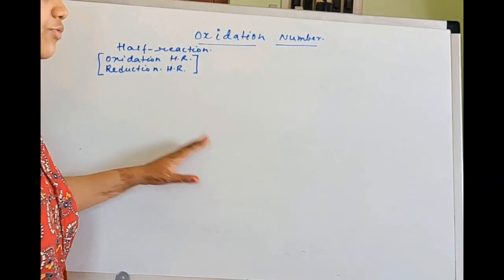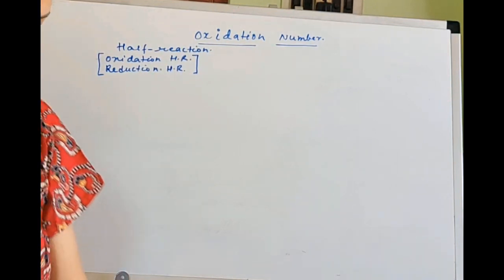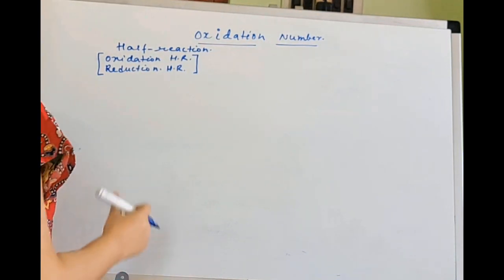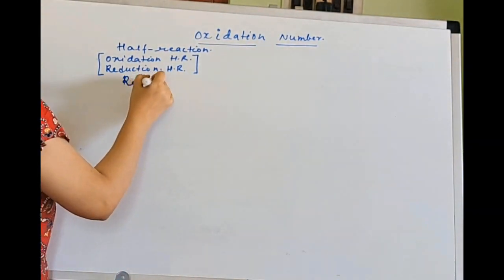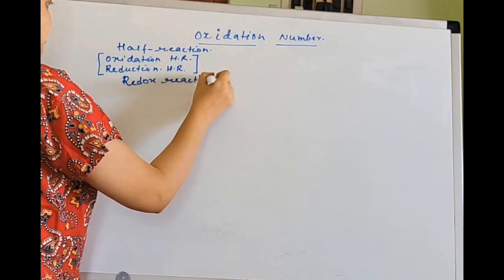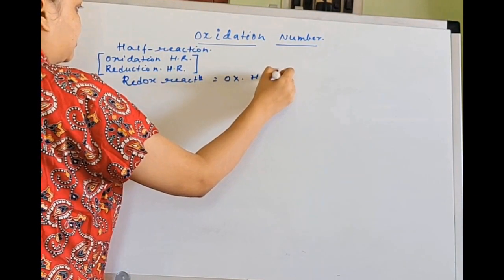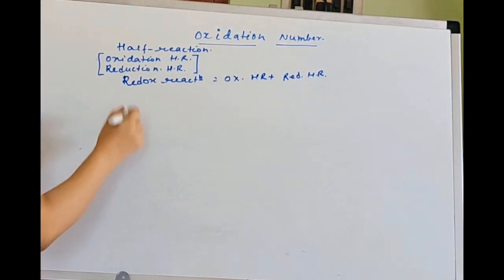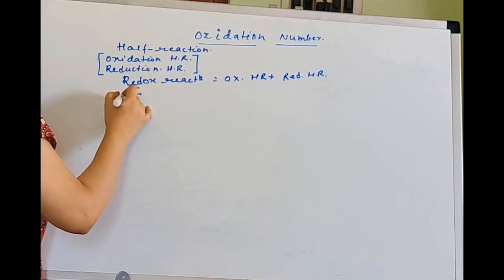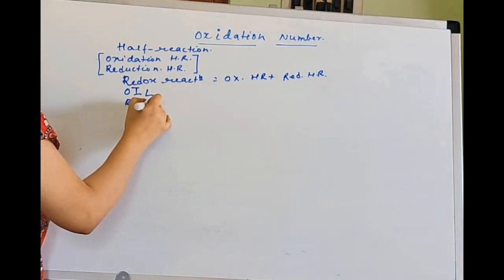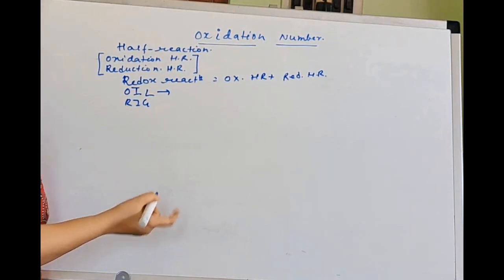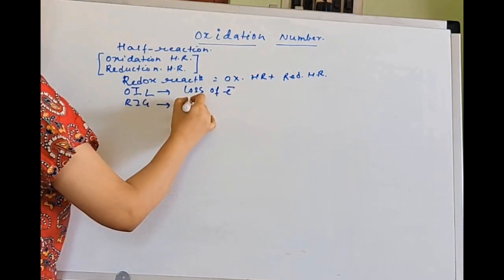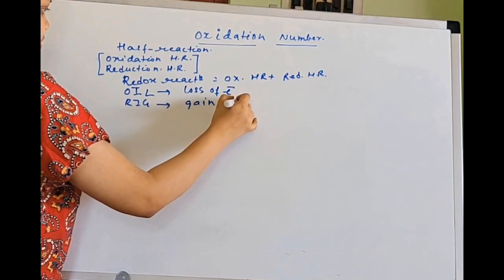What is the oxidation half reaction, and what is the reduction half reaction? At first we have to clear it. Let's see. Redox reaction means oxidation half reaction plus reduction half reaction. And as we know, oxidation is loss of electron and reduction is gain of electron.